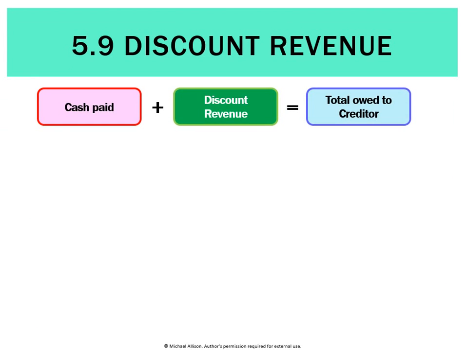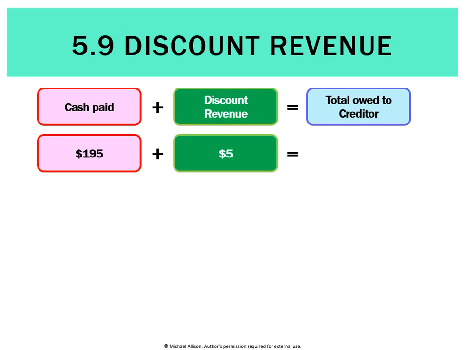Looking at how we'd enter this into a journal, we'd take our cash paid, add in the discount we received, and that equals the total owed to the creditor. So in this case, we paid $195, we got given a discount of $5, that's a total of $200 owed to the creditor.